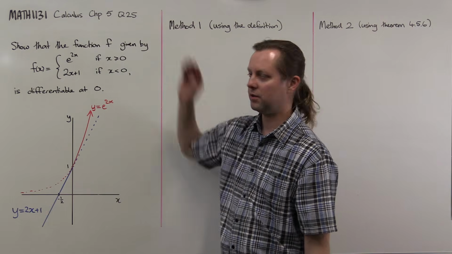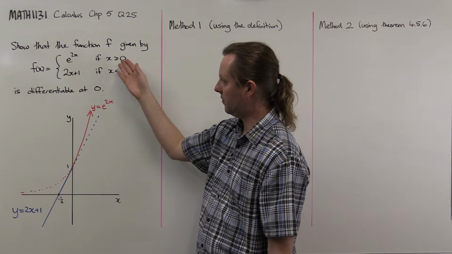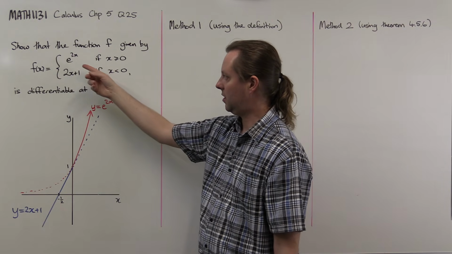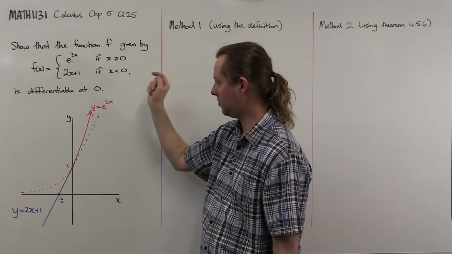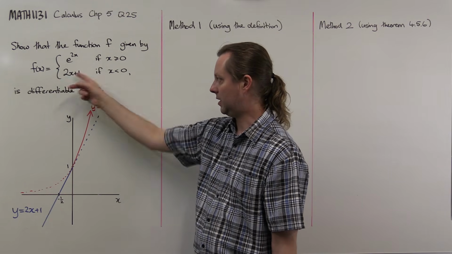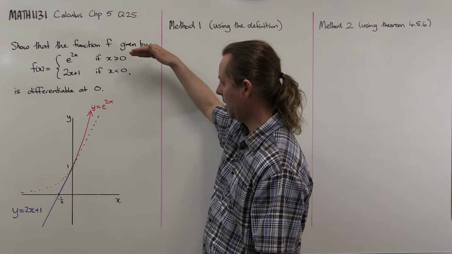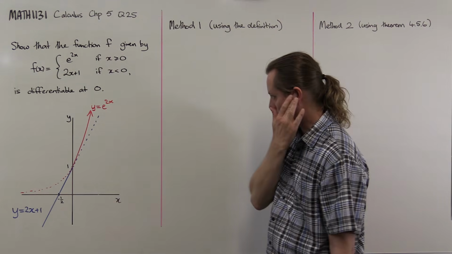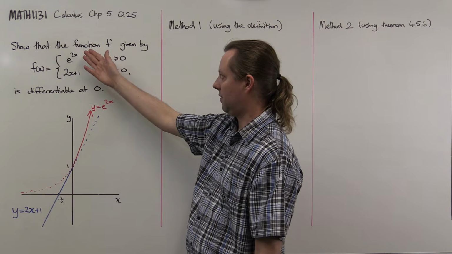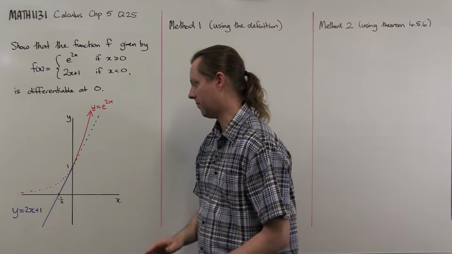It's Chapter 5, Question 25, and it involves a function f, which is given by this definition here, which has a different expression for f of x when x is greater than or equal to 0 to when x is less than 0. Okay, so this is just one function f, and the definition defines it in terms of these two different looking expressions here. And the question asks us that for this function, show that it is differentiable at 0.